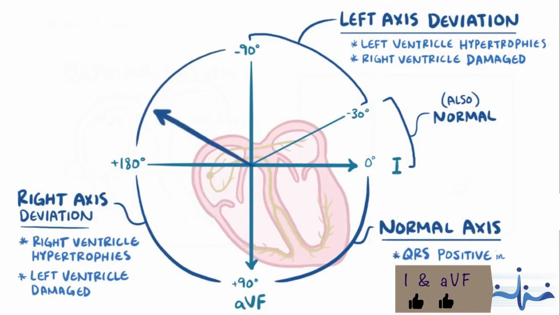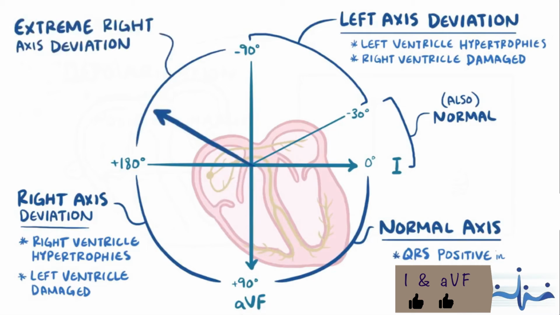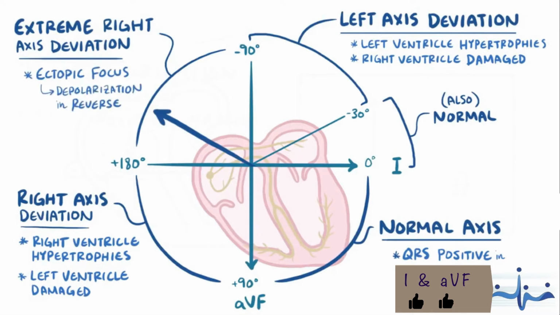Finally, if the vector's negative in both lead 1 and AVF, then that's a super rare case called extreme right axis deviation, which is between negative 90 and plus 180 degrees. This can sometimes happen when there's an ectopic focus that causes depolarization to start from the bottom of the ventricles and travel in the reverse direction. It's also a good idea in this case to double check that the leads are placed correctly.